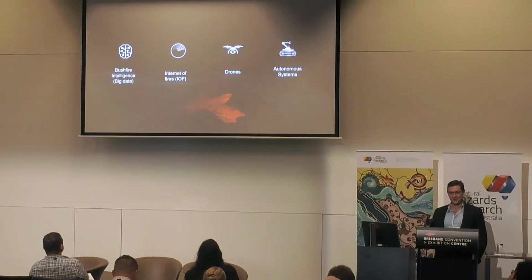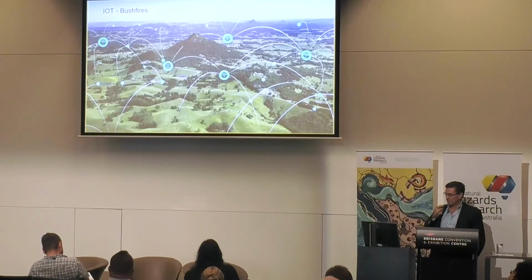An interesting area is what I'm calling the internet of fires. It's the connectivity of all things to do with fires. So we've got the internet of things, now we've got the internet of fires, and I'm going to talk about that a little bit. And then drones and autonomous systems, and how are we seeing the progress in these areas. So the internet of fires is a really interesting one.